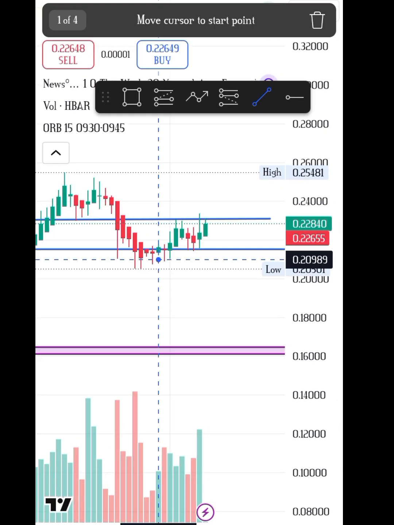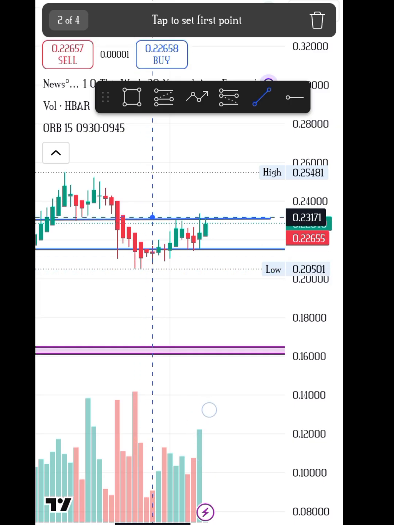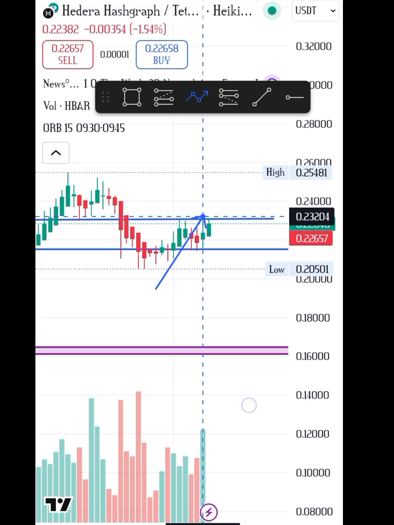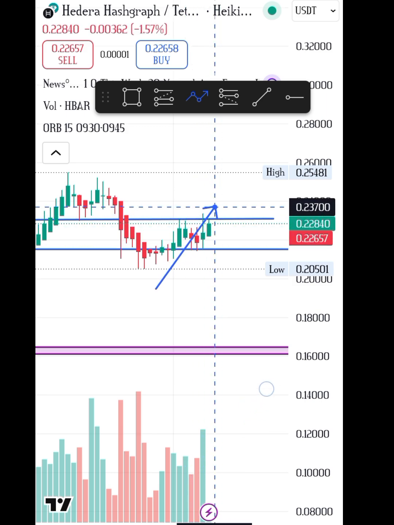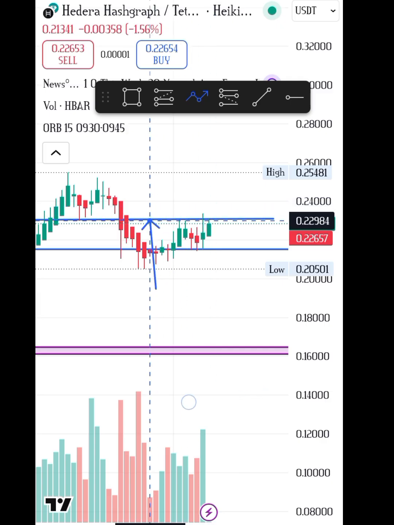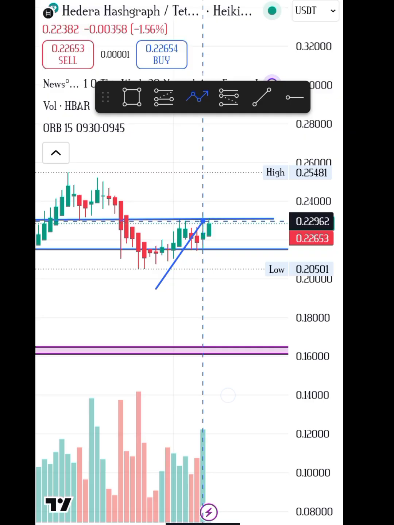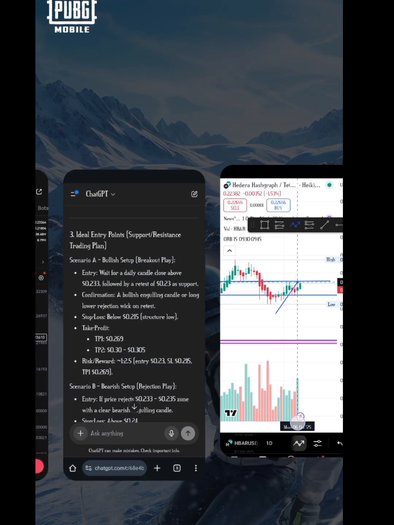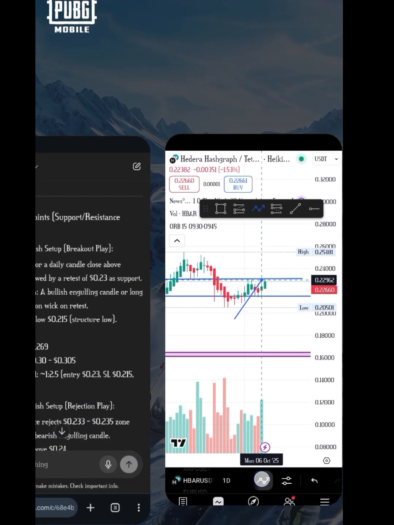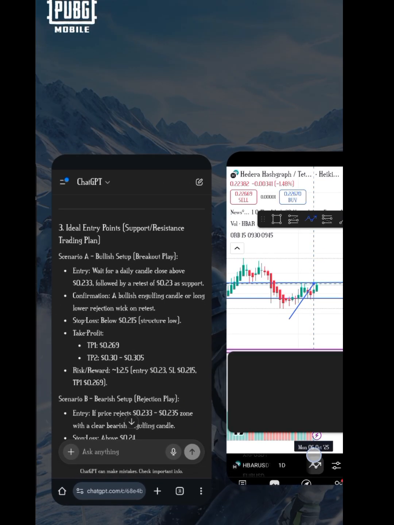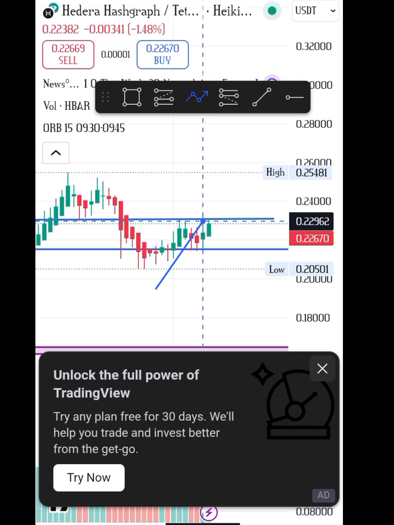So let's find out where 0.23 is. This is our support, right? That's here, 0.23. So we need this candle here to close above this support or resistance. So let it also support. That's if you want to enter this trade. Now, if that happens, then confirmation: a bullish engulfing candle or long lower rejection wick on retest. So it has to retest. Once it breaks, then it has to retest. You understand?